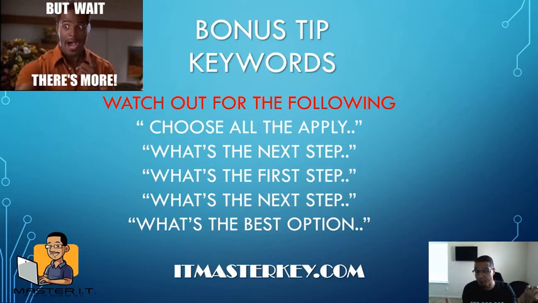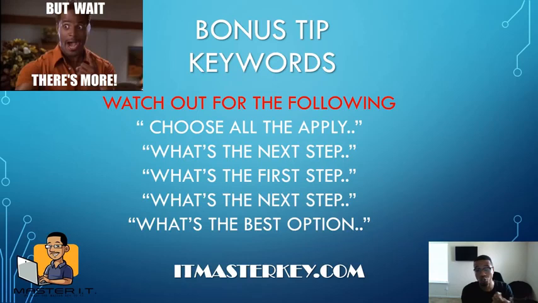The verbiage on the test is what gets a lot of people, right? So look out for this stuff. Choose all that apply. If one applies, if two apply, if three apply, click all that apply. What's the next step? Look at the scenario, look at what they've done, and what's the next thing they should do? What's the first step? Looking at what's going on, what's the textbook first step?